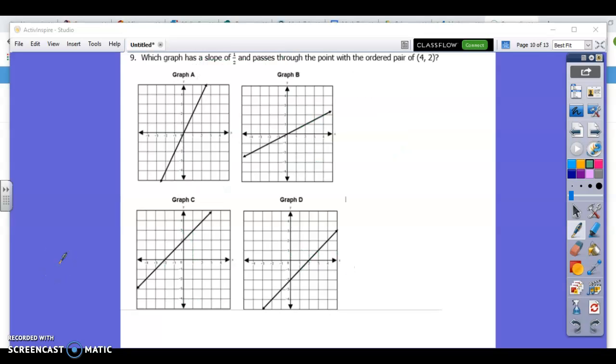Number 9, which graph has a slope of 1/2 and passes through the point with the ordered pair of 4, 2? So the first thing I'm going to check is the ordered pair. So 4, 2 means we're going to start at the origin, and we're going to go to the right 4, 1, 2, 3, 4, and up 2. And in this case, there's no line there. Start at the origin again, 1, 2, 3, 4, 1, 2. That one's good so far. That's out of the question. That's out of the question.